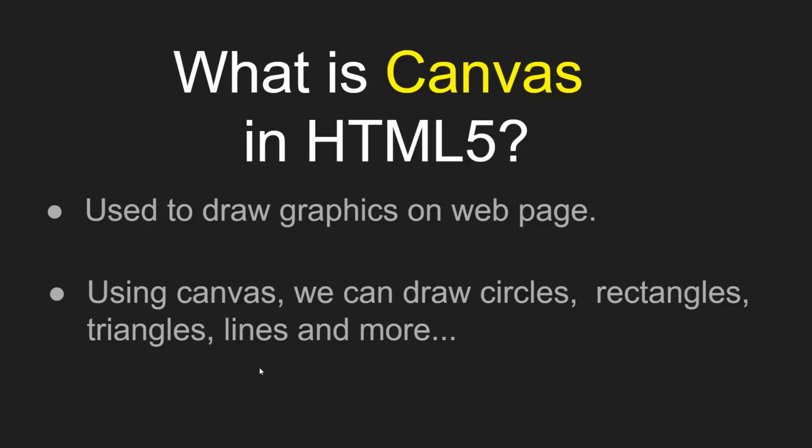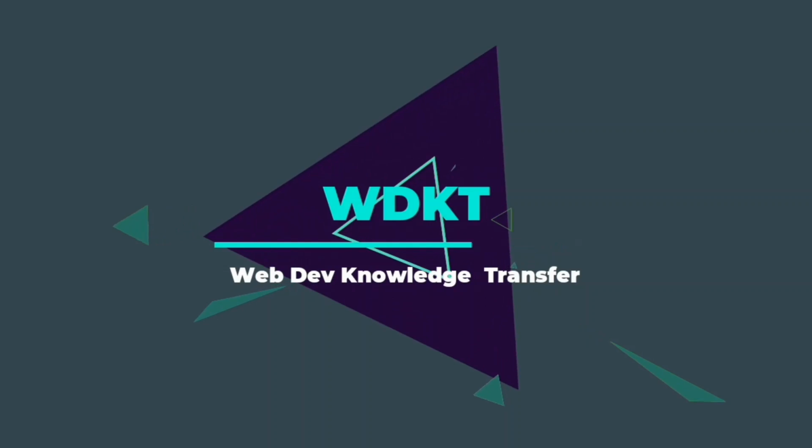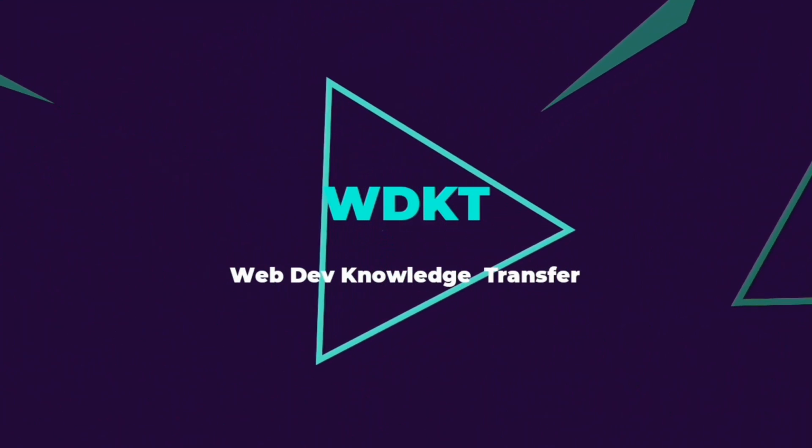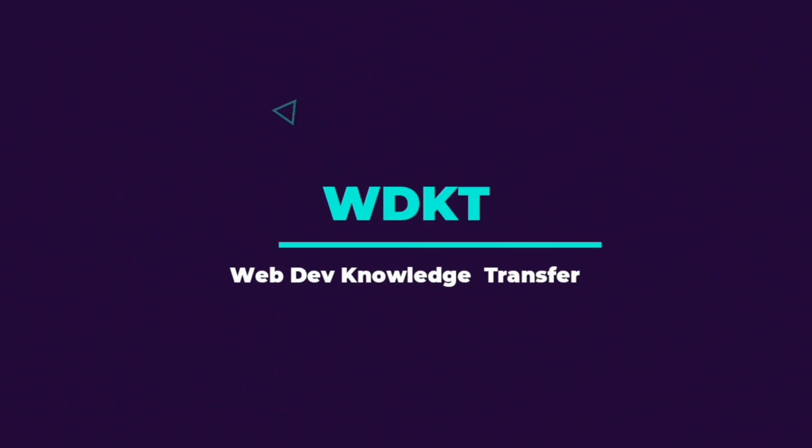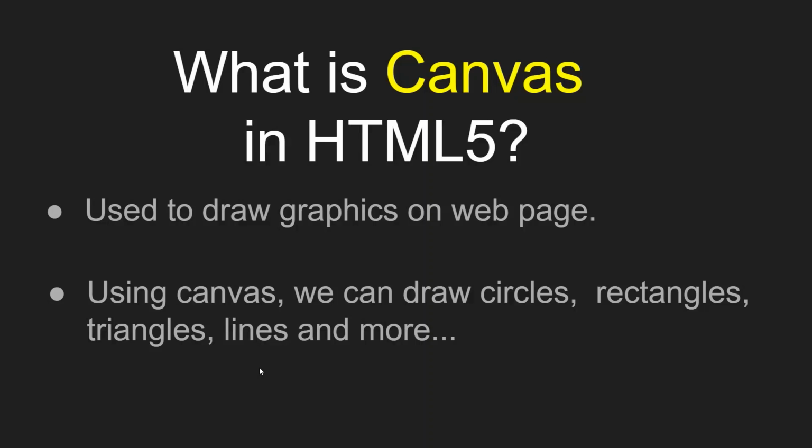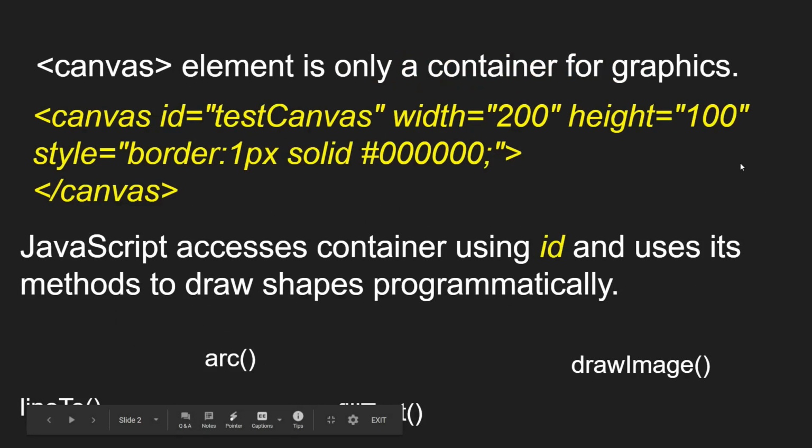Hi all. Today's topic is what is Canvas and how to use it. Canvas is used to draw graphics on the web page. Using Canvas, we can draw circles, rectangles, triangles, lines and much more. Canvas element is only a container for graphics.